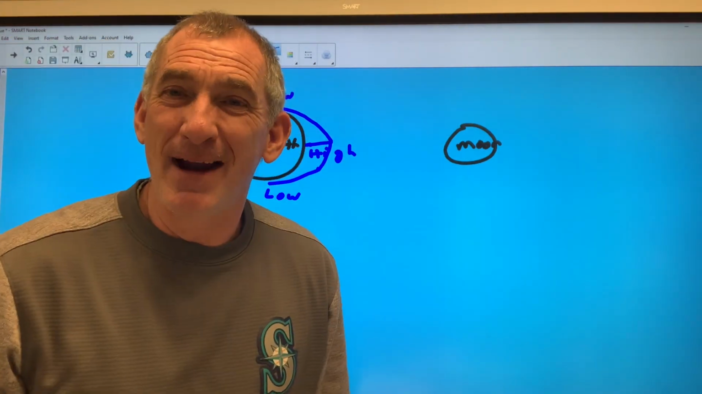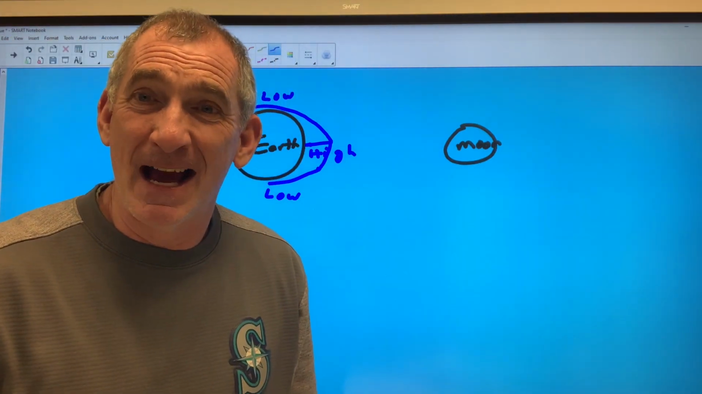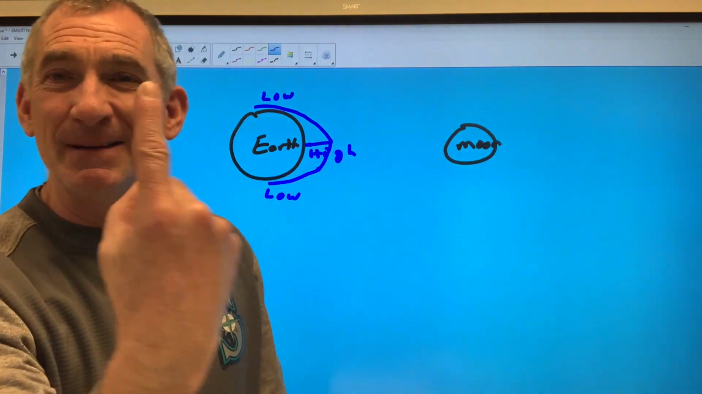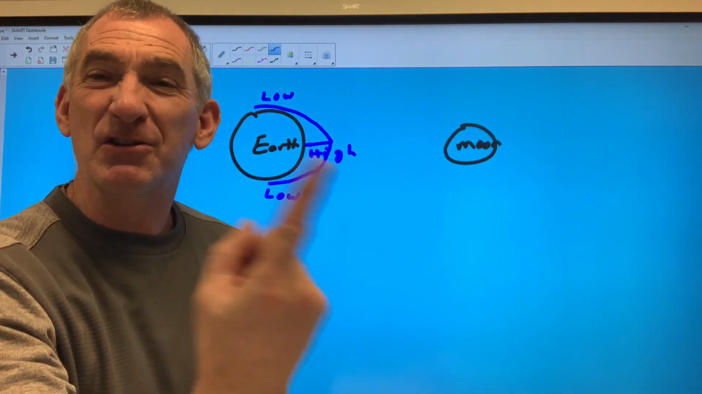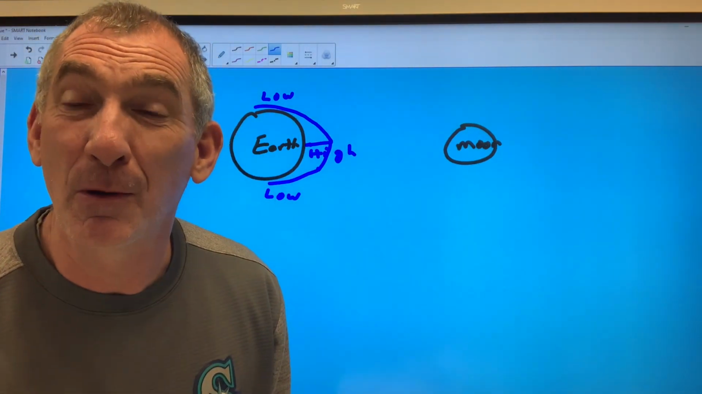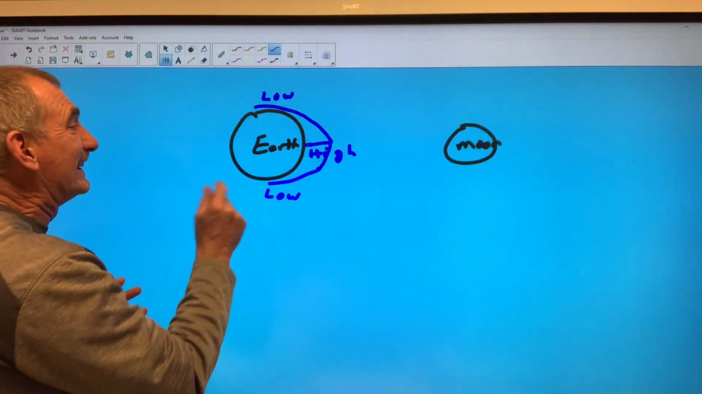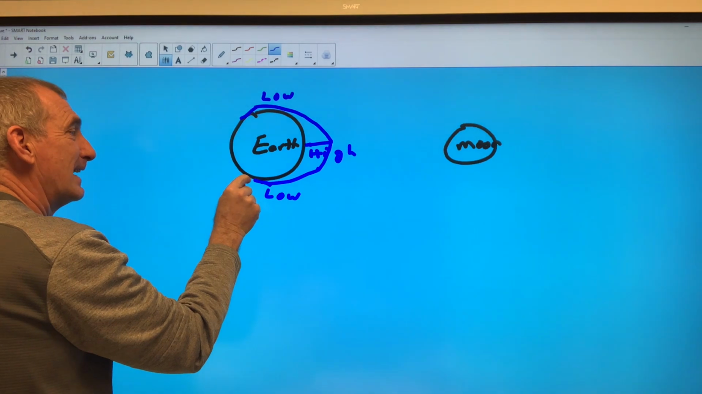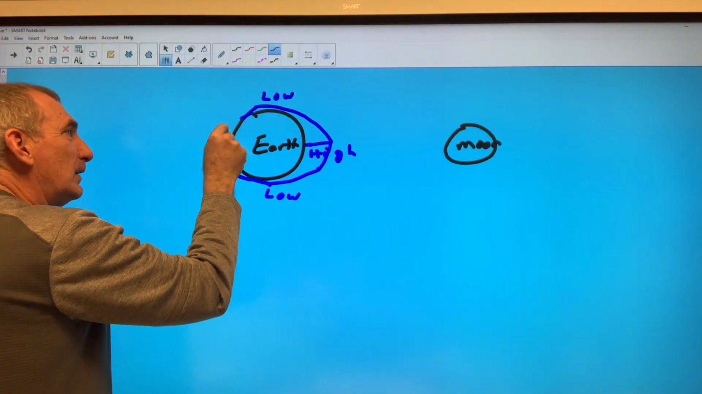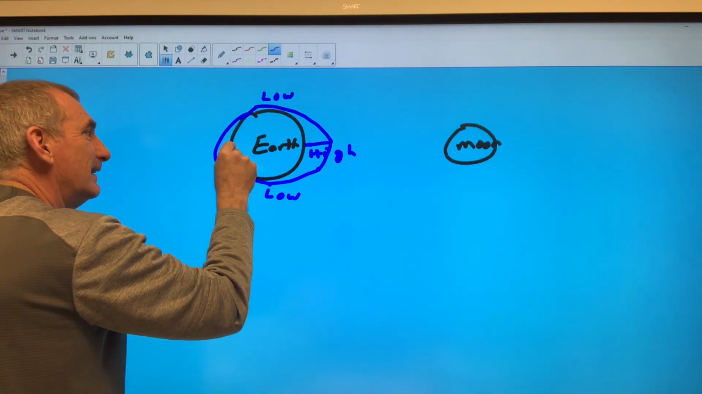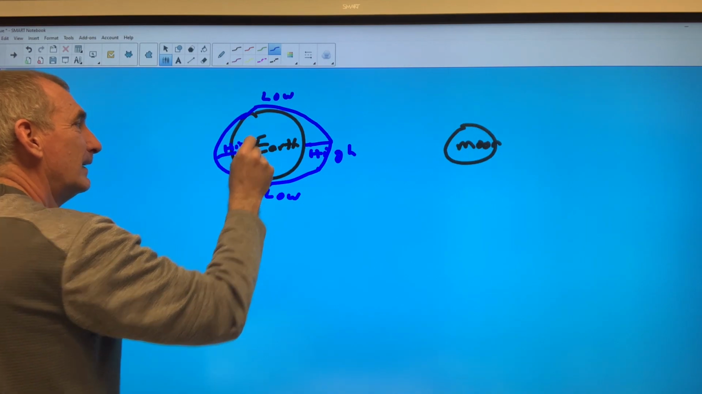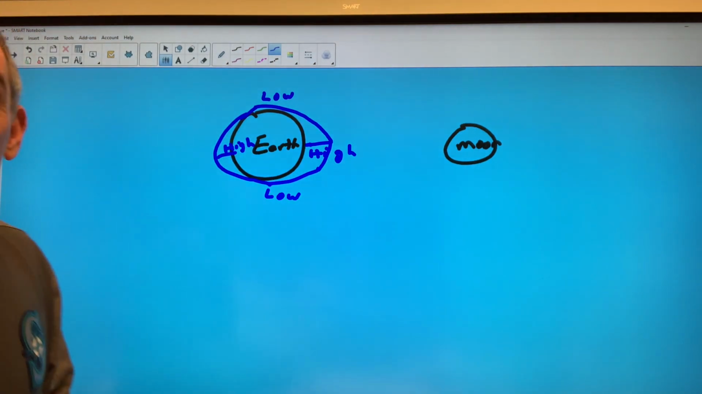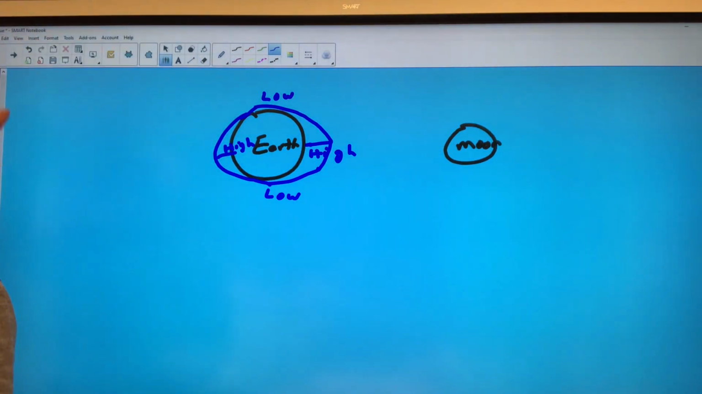Try to wrap your head around this. I'm not a physics guy, but because the Earth is spinning, it creates this thing called centripetal force, and it creates this centripetal bulge. And on the exact opposite side of the Earth, there's also a little bit of a high tide. So there you go. We drew that on our notes.